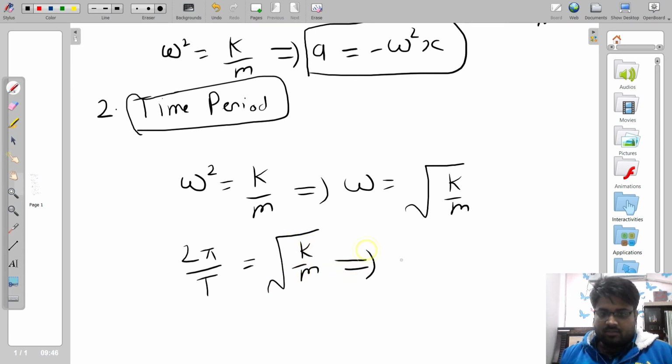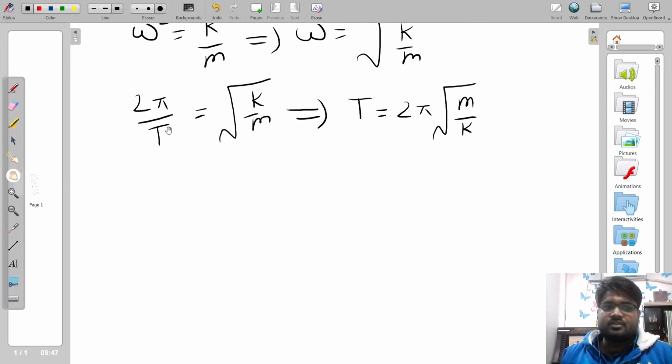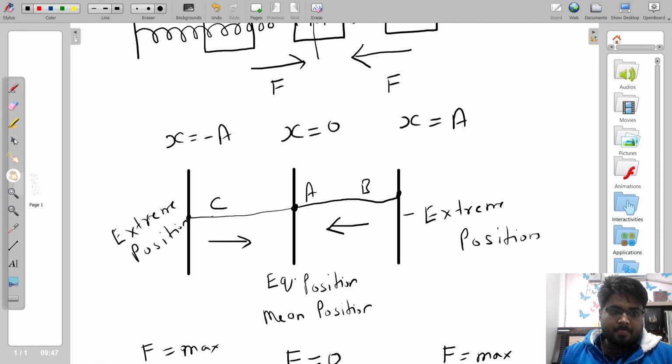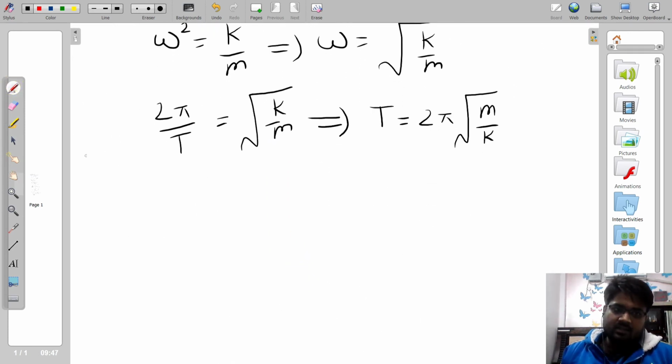So further if we solve this equation, we will get T is equal to 2 pi root m by k. This is the equation of time period that we obtained. Now remember, if we recall the previous diagram, time period is the time when the body moves from A to B, then B to A, then A to C, and C to A. So that is the total time period in this case. This is all about time period.